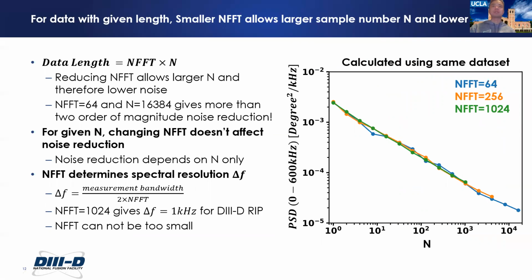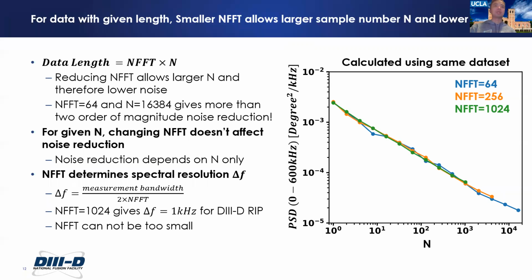For data with a given length, smaller NFFT allows larger sample number n and therefore lower noise. Here, data length equals NFFT times n. Therefore, when you reduce NFFT, you can have larger n and therefore lower phase noise. So I'm showing you on the figure the calculated noise floor at different n and NFFT. What you can see here is that when you reduce the NFFT, you can use larger n for the same data set and access lower noise floor.